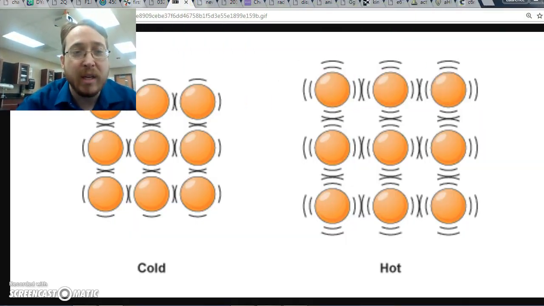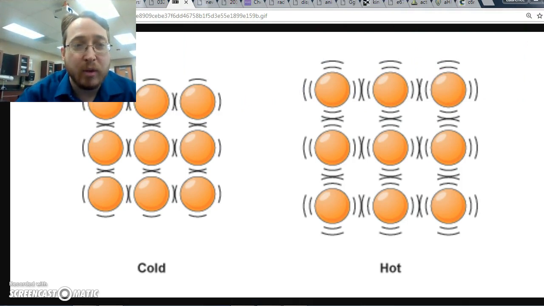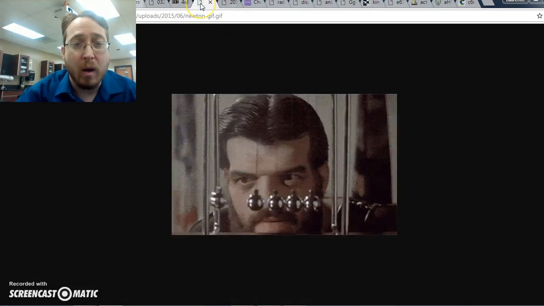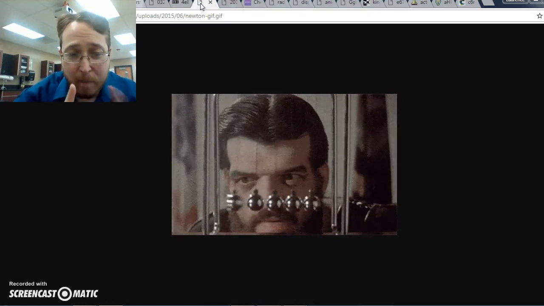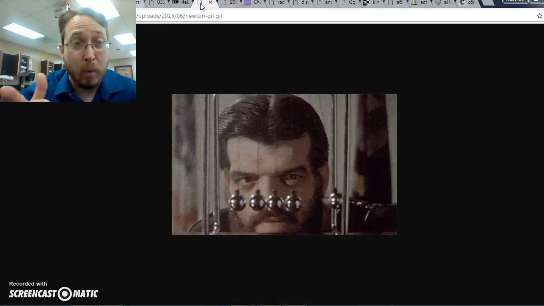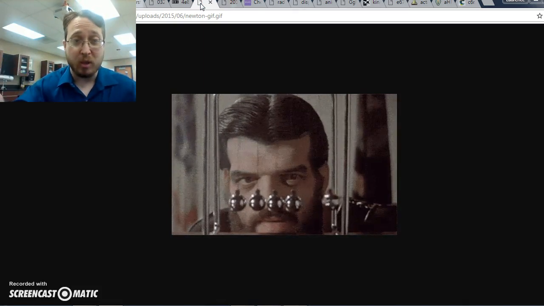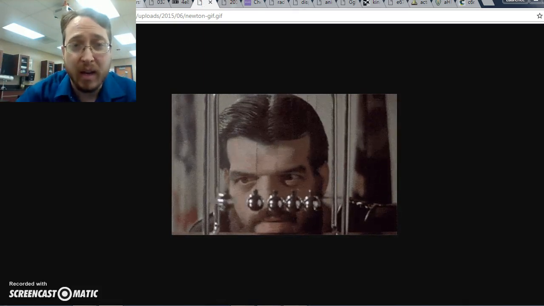Another type of energy is heat. Heat has to do with the vibration and friction of particles. Cooler particles are vibrating less and have less friction. Warmer particles are vibrating more and have more friction. We have kinetic energy, the energy of motion. So we can see something move. We can see it changing in its position because of its motion, because of its kinetic energy.